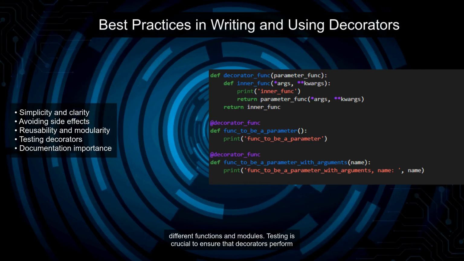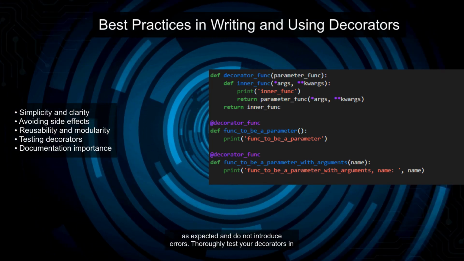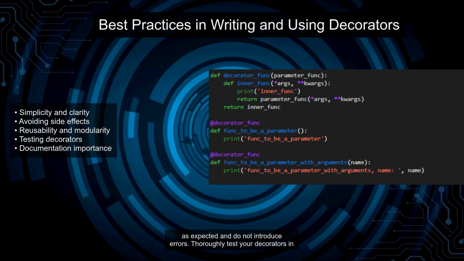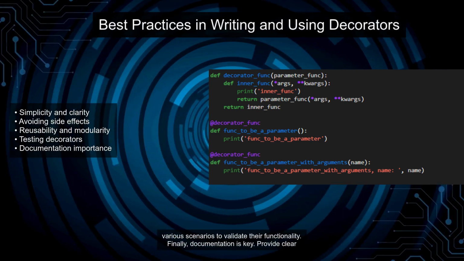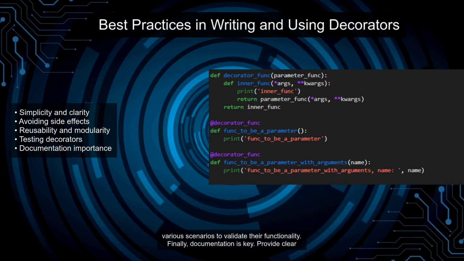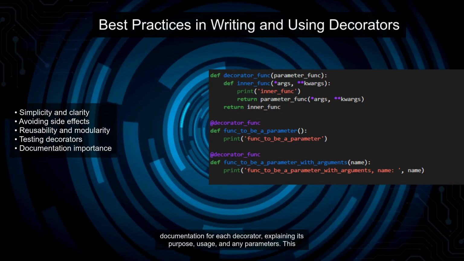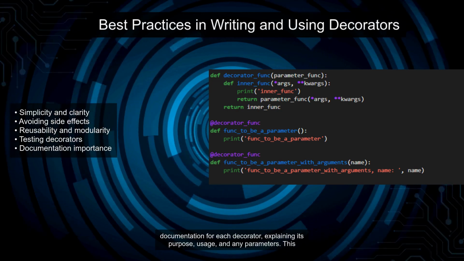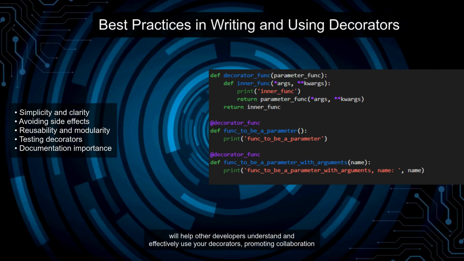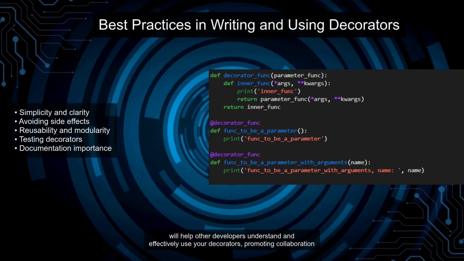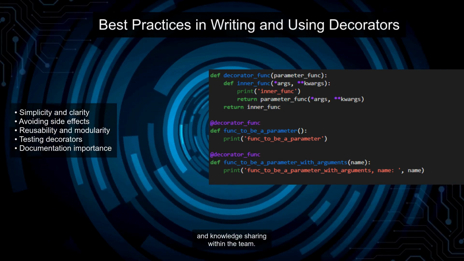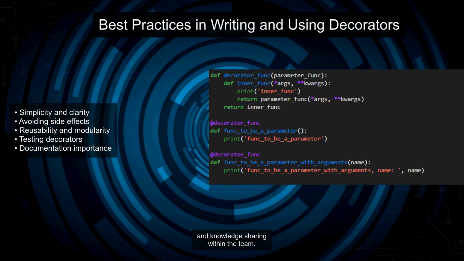Testing is crucial to ensure that decorators perform as expected and do not introduce errors. Thoroughly test your decorators in various scenarios to validate their functionality. Finally, documentation is key. Provide clear documentation for each decorator, explaining its purpose, usage, and any parameters. This will help other developers understand and effectively use your decorators, promoting collaboration and knowledge sharing within the team.